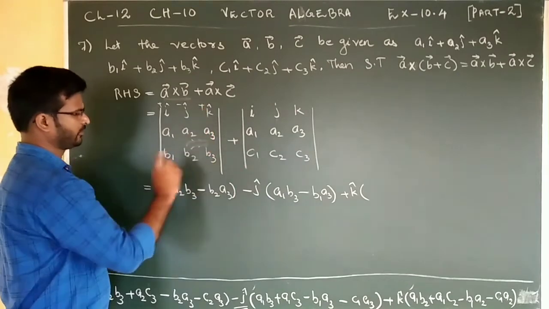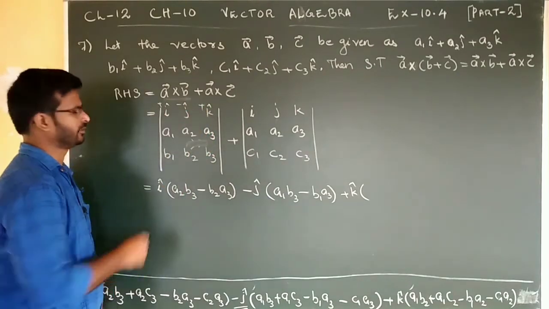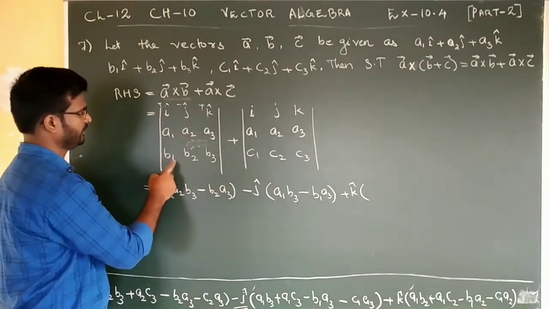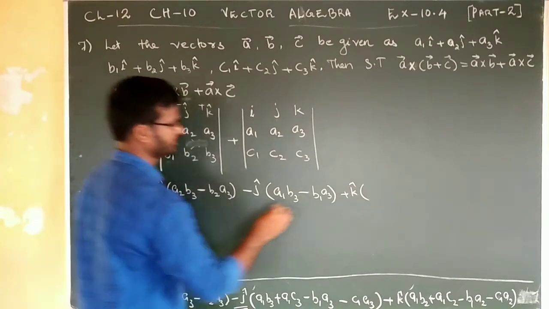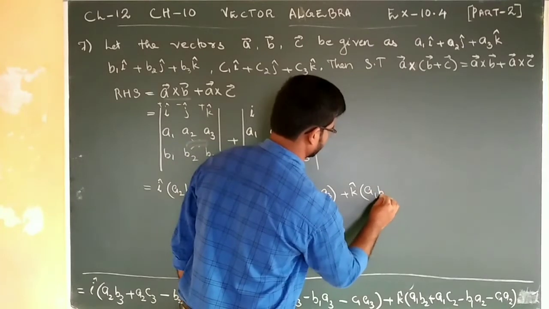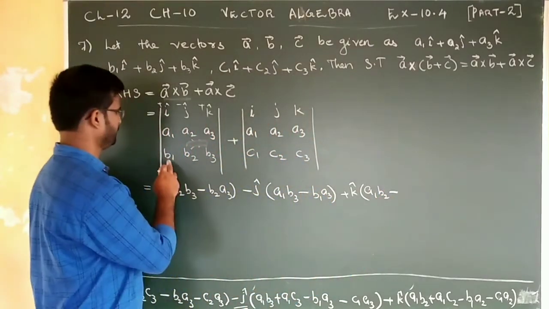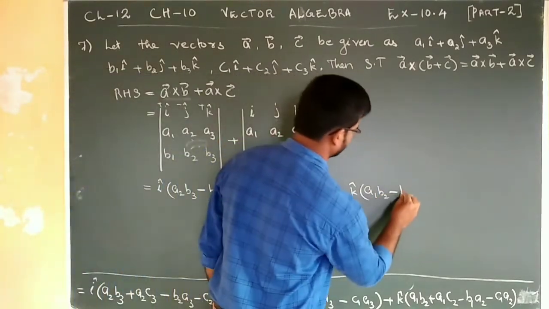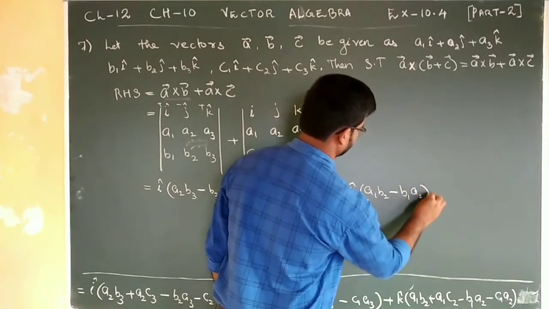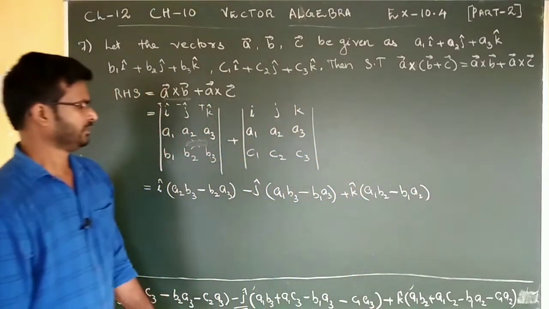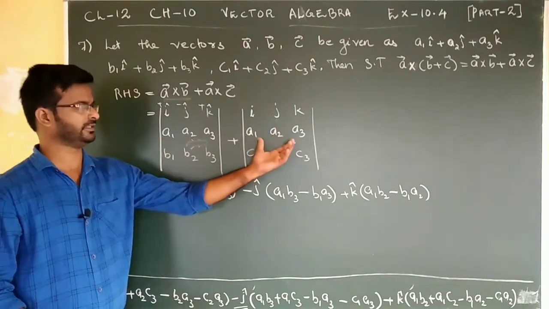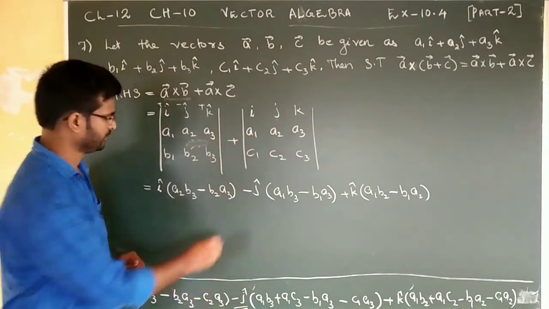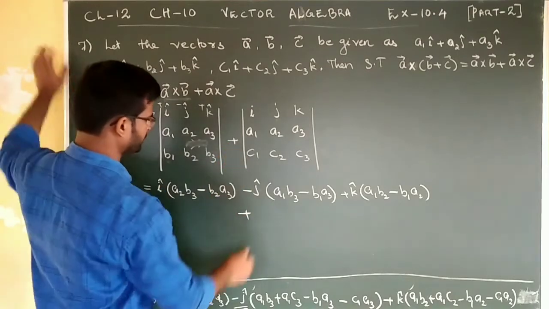Leave the third column on the first row. Then the remaining A1, A2, B1, B2, isn't it? Just take the cross multiplication: A1, B2 minus B1, A2. Now we got the determinant of the first part. Then take the determinant of the second part. That is plus, this common plus.